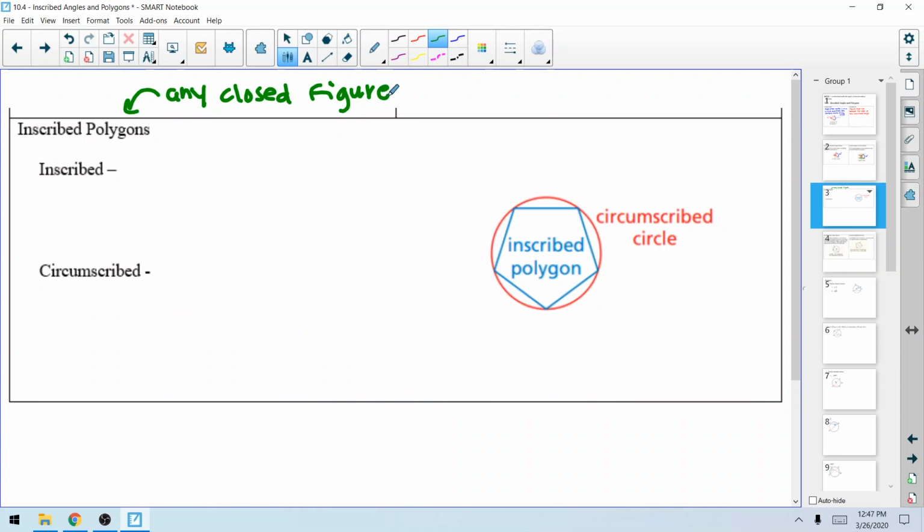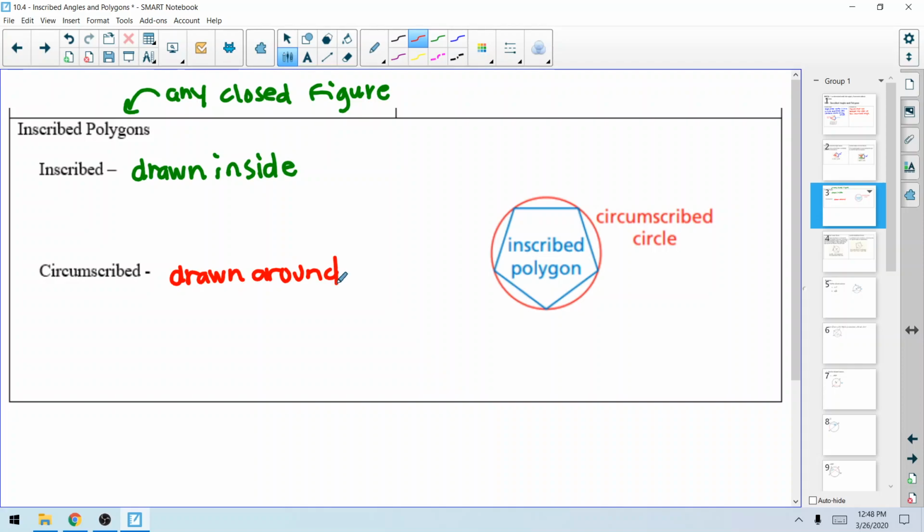And we've got inscribed and we've got circumscribed. So inscribed means drawn inside. So if you take a look at your picture, we're looking at the blue one. It's an inscribed polygon because it is drawn inside the circle. Versus if we take a look at circumscribed, that means drawn around.